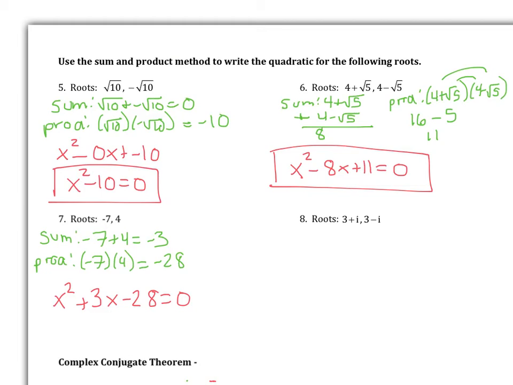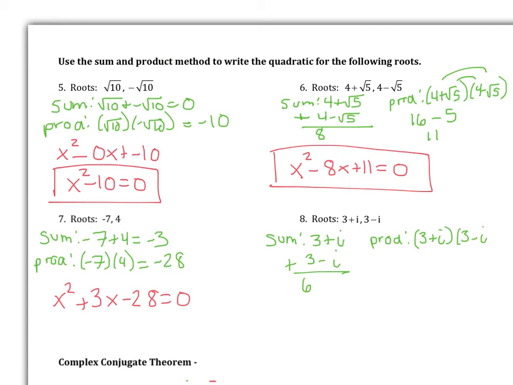Alright, the last one here involves i's. So again, I find it helpful to go ahead and stack those together. Just because they're conjugates doesn't mean their sum is 0. 3 plus i and 3 minus i. The 3 plus 3 is 6. The i's go away. For their product, just like on the one above, we're going to have to use FOIL.